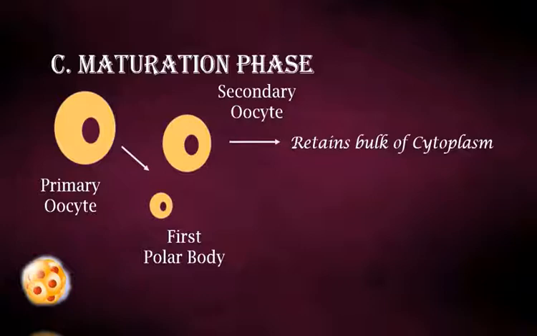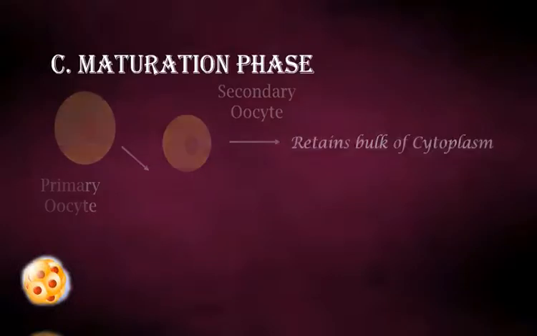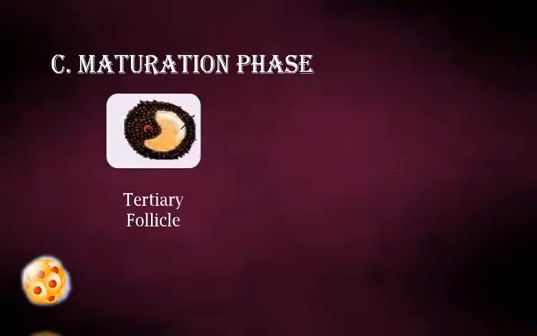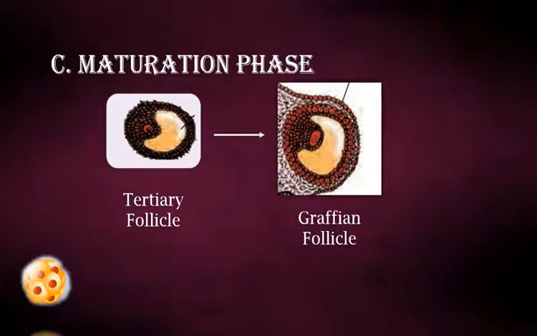What happens to the first polar body is unclear right now, but it definitely does not divide or in any way participate in ovum formation. At this stage, the tertiary follicle further changes into the Graafian follicle. The secondary oocyte, which is formed inside the tertiary follicle, also changes and forms a new membrane known as zona pellucida which surrounds it.